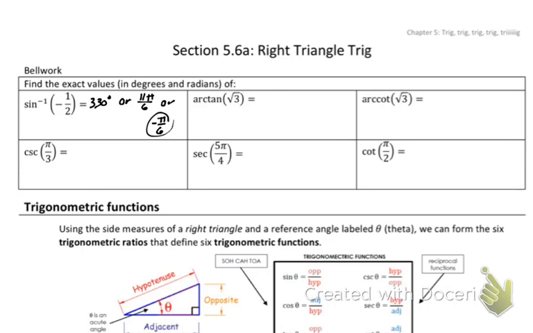All right, I need arctangent of square root of 3. I need to know where is tangent square root of 3. You got it, Pablo? Pi over 3? All right, our last one is arccotangent of square root of 3. Arccotangent of square root of 3. Who's got that one?